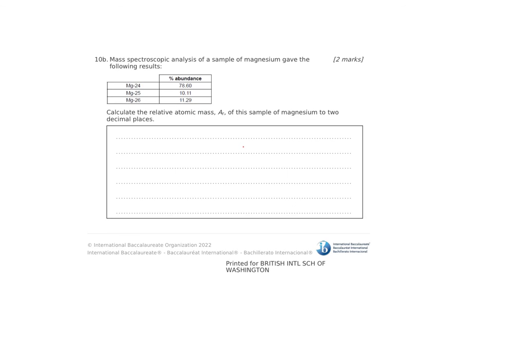Last one. Mass spectroscopic analysis of a sample of magnesium gave the following results. Calculate the relative atomic mass. So it's your abundance multiplied by your mass, all added up, divided by your total abundance. It's your weighted mean. So it's going to be 78.6 times 24 for this first one, plus 10.11 times 25 for this one, and plus 11.29 times 26 over your total abundance. And be careful because it's not always 100 when it's percentages, because sometimes it's comparable percentage. In this case it is.